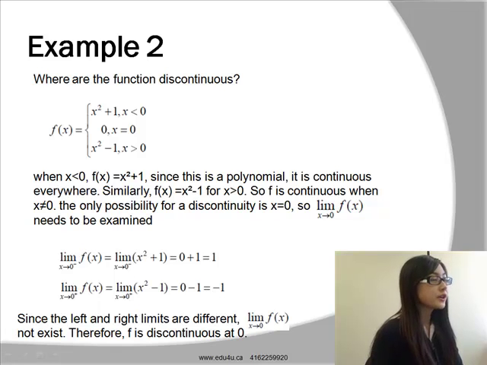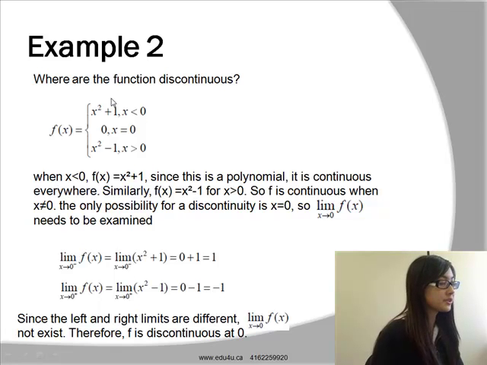Now let's take a look at example 2 from the learning resources. Where is the function discontinuous? We have f(x) = x² + 1 if x is less than 0, f(x) = 0 if x = 0, and f(x) = x² - 1 if x is bigger than 0.